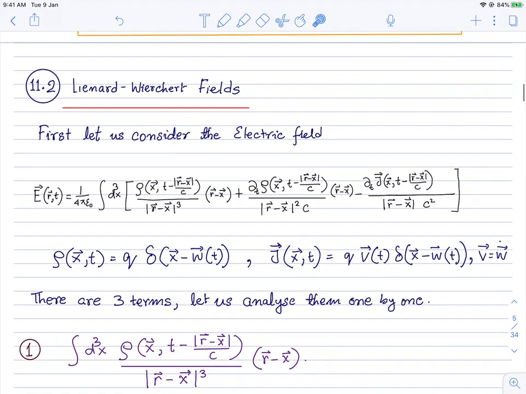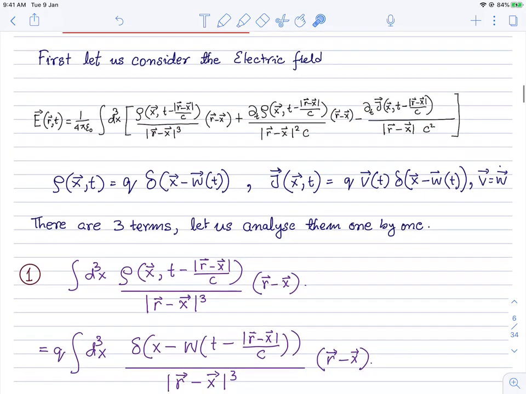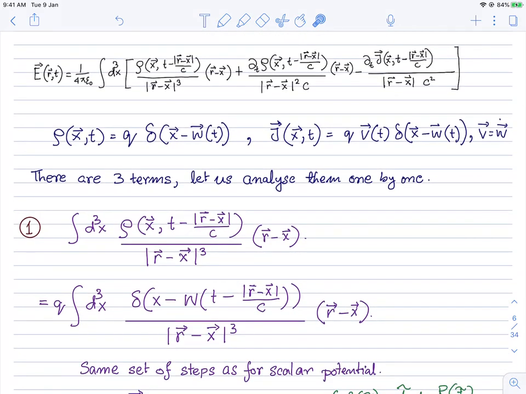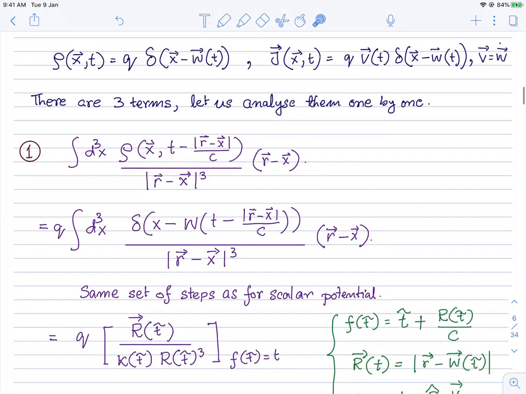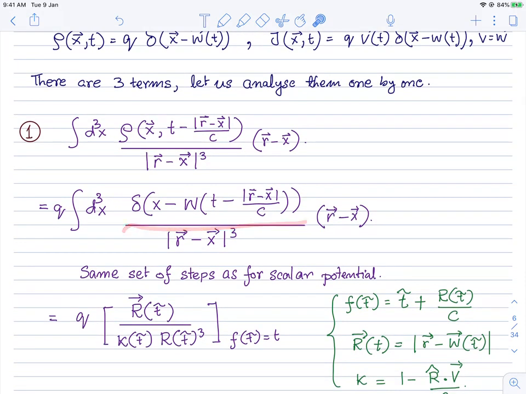So let us now first consider the electric field. The electric field had 3 terms, as you know very well. Two of them depended on the charge density and the time derivative of the charge density, and the other was given by the time derivative of the current density. So let us look at these terms individually. The first term is this term where there's a charge density, and this is the delta function term that we have to evaluate.